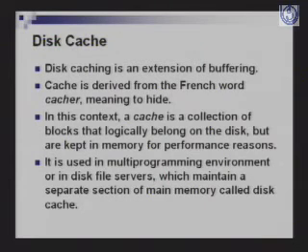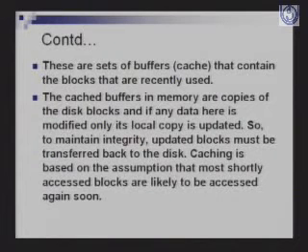In this context, a cache is a collection of blocks that logically belong on the disk but are kept in memory for performance reasons. It is used in multi-programming environments or in disk file servers, which maintain a separate section of main memory called the disk cache. The basic advantage we get from the disk cache is that these are a set of buffers that contain the blocks that are recently used. Please underline the words recently used. The cache that we are talking about consists of information which is very recently used.